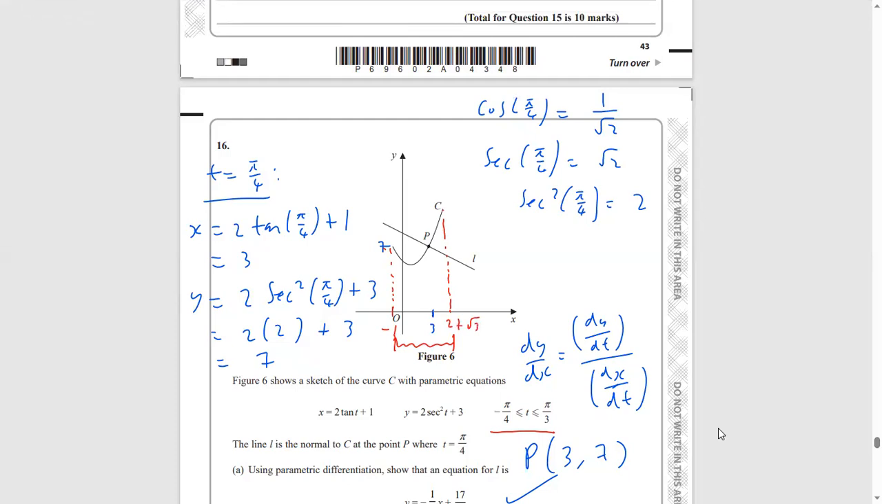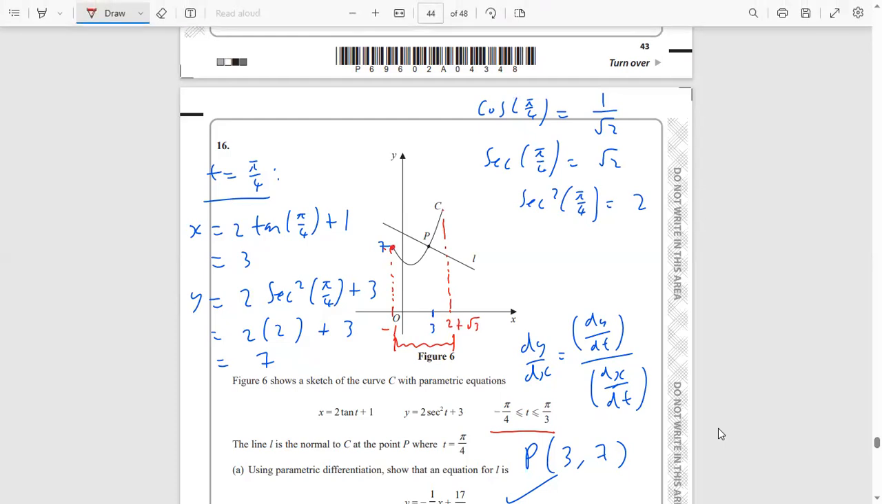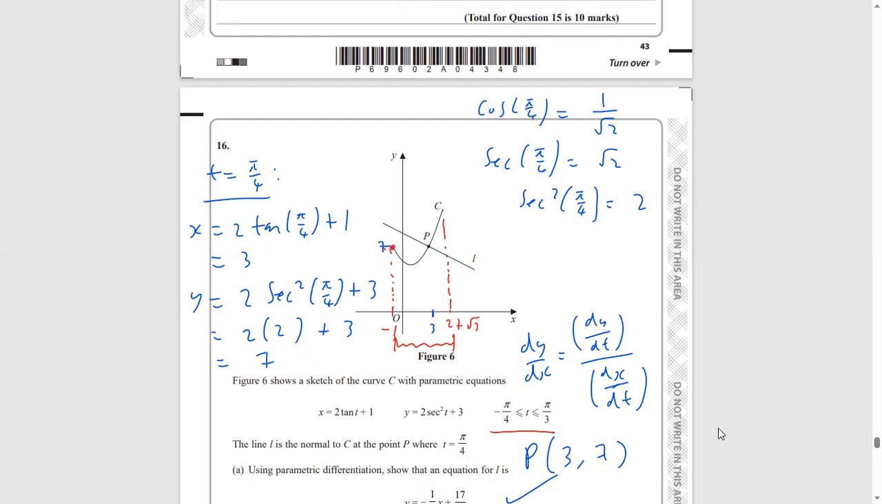So what we're going to have to do is find this point there. We're going to have to find the gradient, sorry, not the gradient. We know the gradient's got to be negative a half because it's got to be parallel to this normal line there.